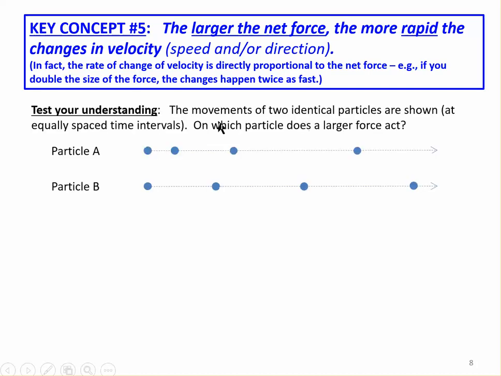So let's check your understanding here. Suppose I'm looking at two identical particles, particle A and particle B, and they're moving along, and there's a force acting on each particle. And I want you to look at these pictures here and determine on which particle there's a larger force acting. So what these pictures are showing you is that the particle A is initially here, but there's some force acting on it, and let's say a second later it's here, a second later it's here, a second later it's here. Likewise for particle B. It's here, a second later it's here, a second later it's here, and so on. Which of these two particles has the larger force acting on it?